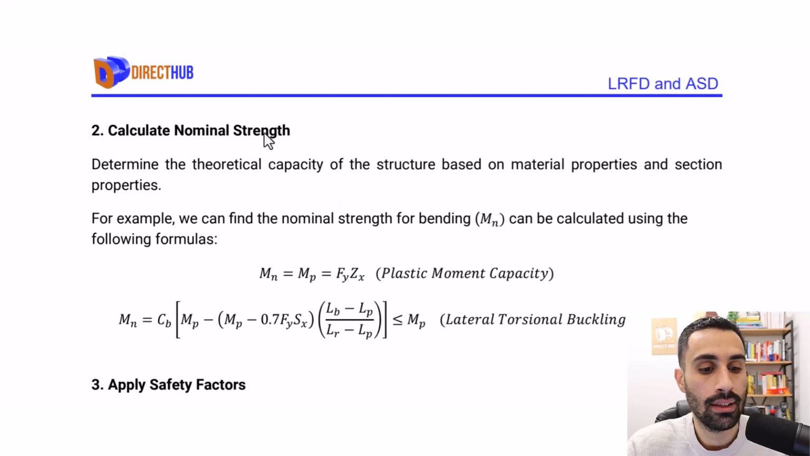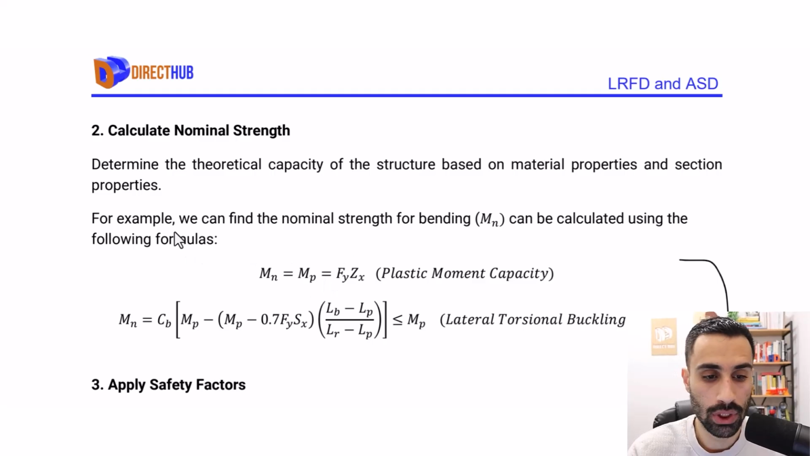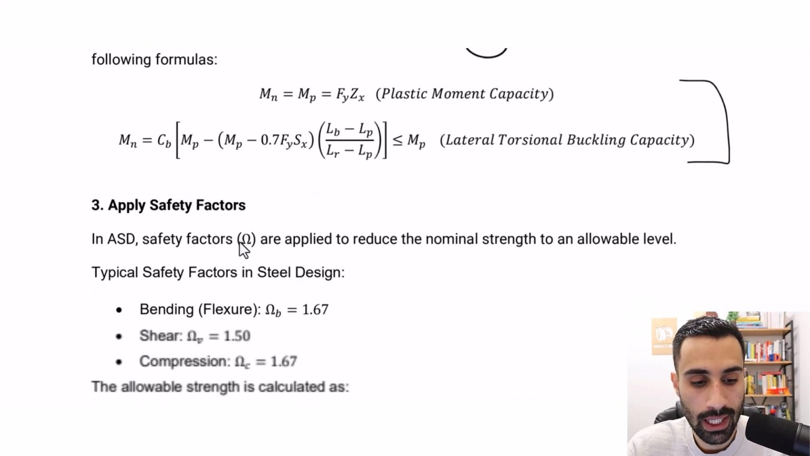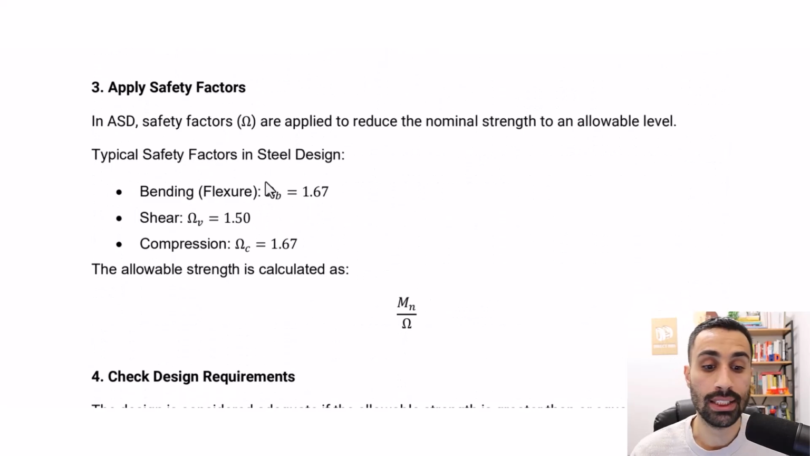Then we can calculate the nominal strength. Again, we can use the same formulas. As an assumption, we're using the steel design equations. For concrete, we do not use ASD. It's only LRFD, so this is important. For steel design, we can get the nominal strength using the FE Handbook formulas. Then we apply the safety factor.